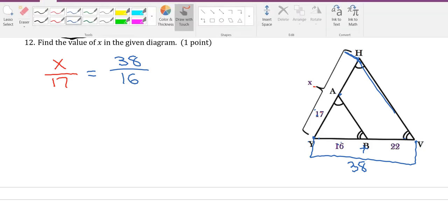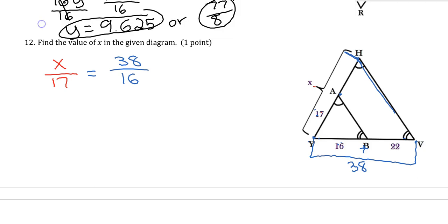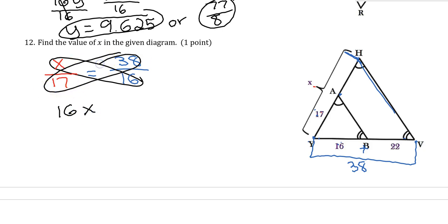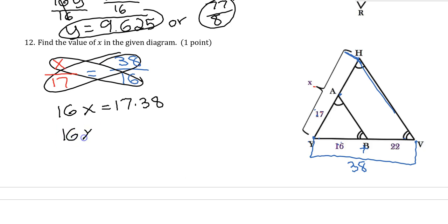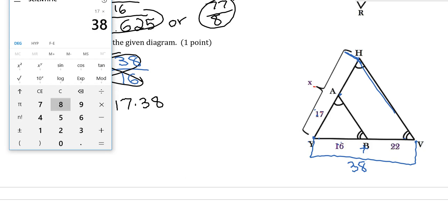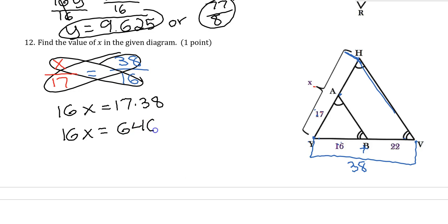Again, once I have that set up, I have to do my cross multiplication. I have 16x equals 17 times 38. Before I do that, 16x equals 17 times 38 equals 646. Divide both sides by 16.